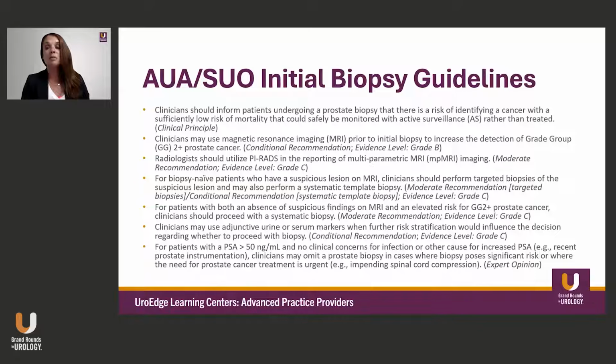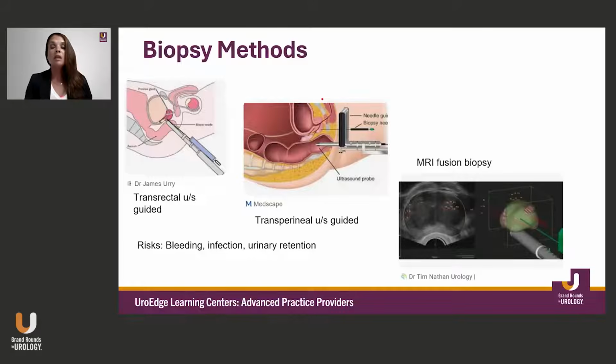And finally, for patients with a PSA greater than 50 and no clinical concerns for infection or other cause for increased PSA, clinicians may omit the prostate biopsy in cases where treatment is needed immediately. These are the main biopsy methods that one might see.